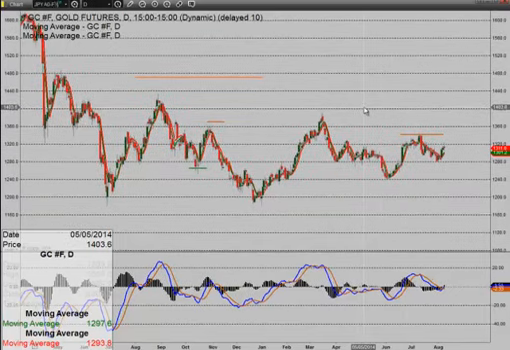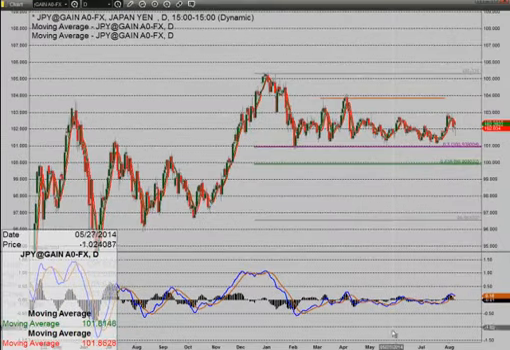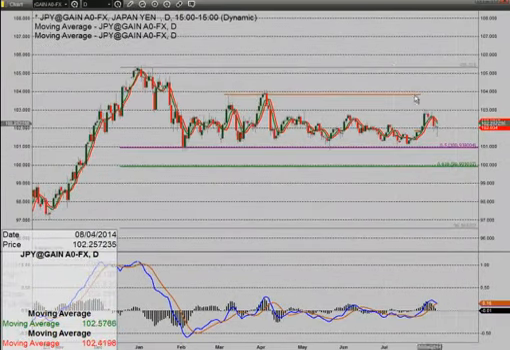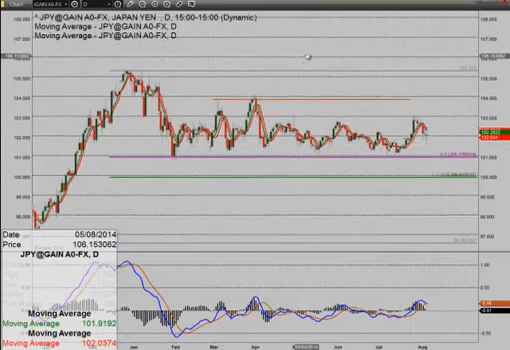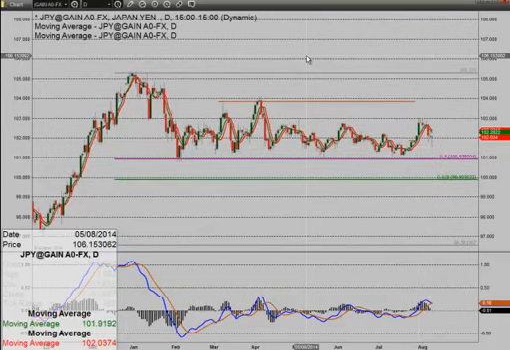Next market will be dollar yen. You had a nice rally. You had a double bottom just ahead of 101. You had a nice rally all the way up to 103. Then you had a correction here. We still like buying dips in dollar yen and overall focusing on buy signals here.